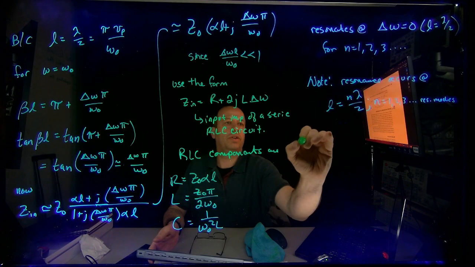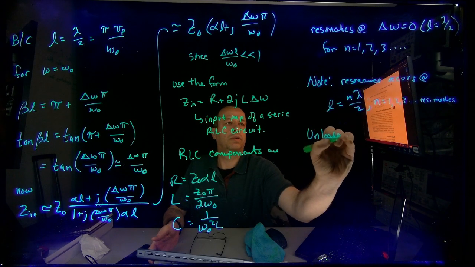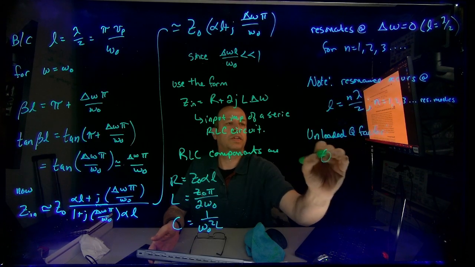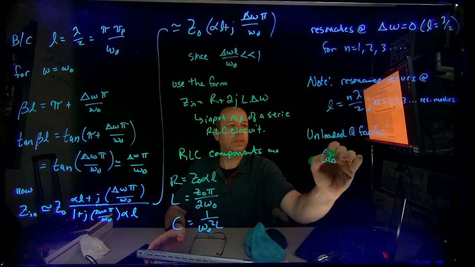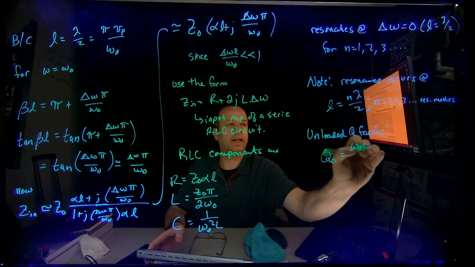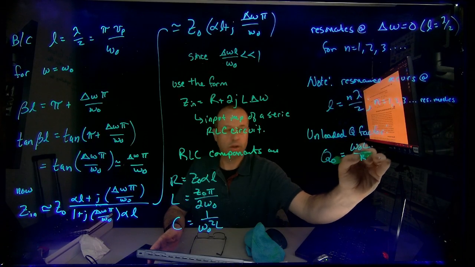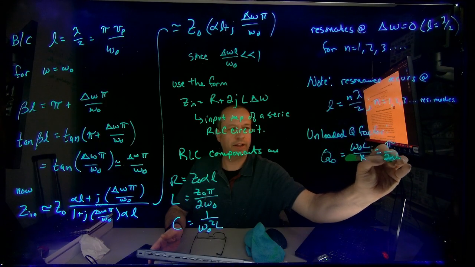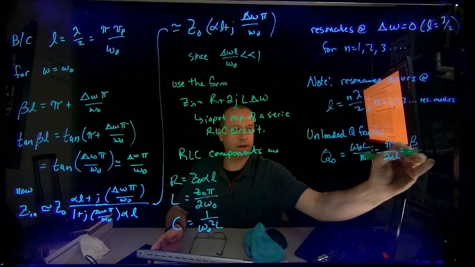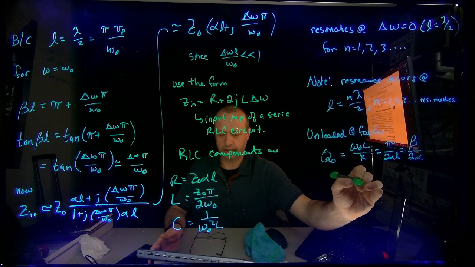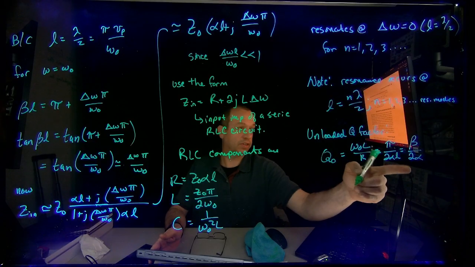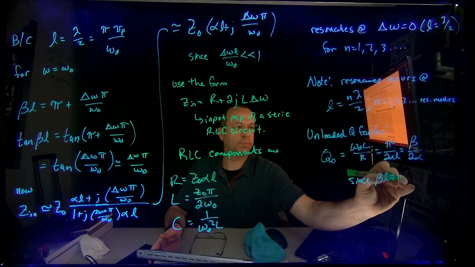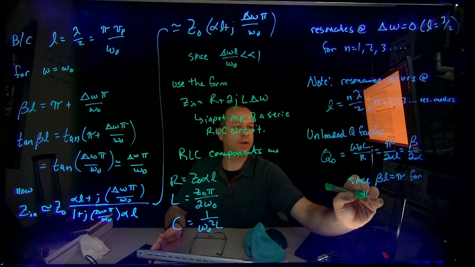The unloaded Q factor, this is our Q naught factor. This is equal to omega naught L over R. And this is therefore equal to pi over 2 alpha L, which is beta over 2 alpha, since beta L equals pi for the first resonance.